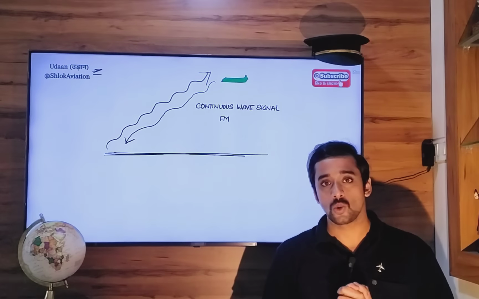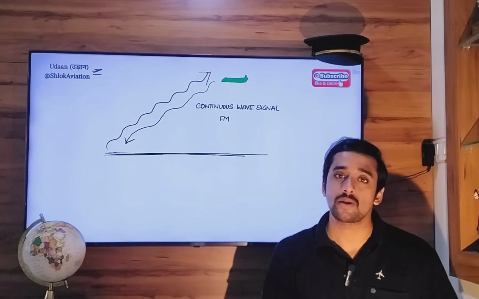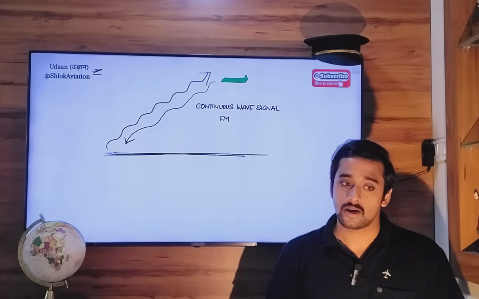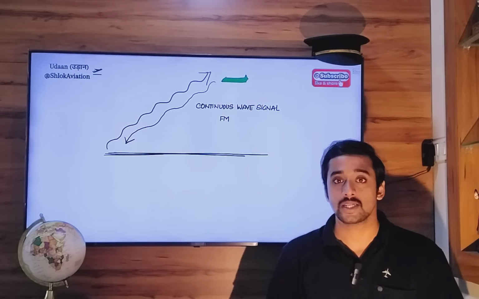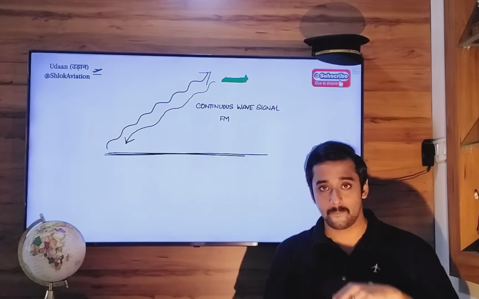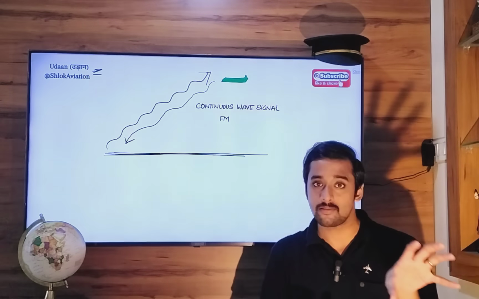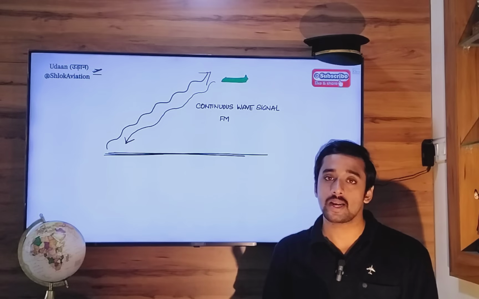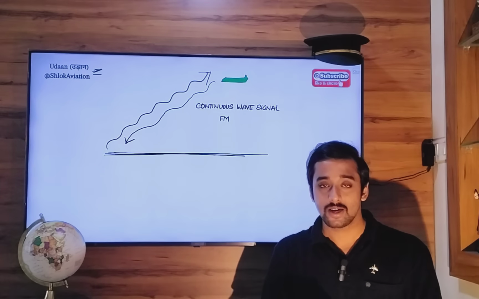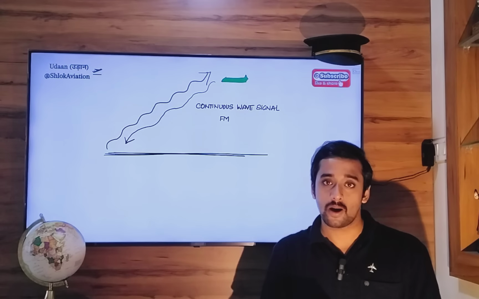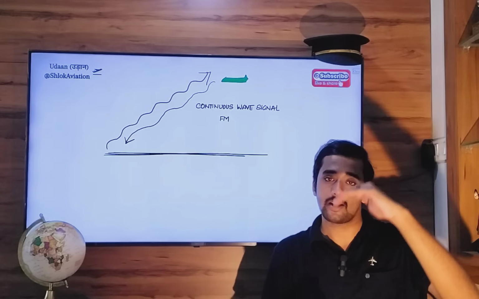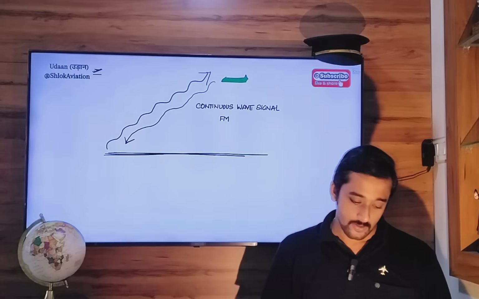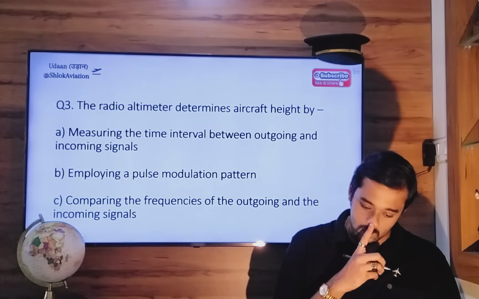Okay, the speed is known to you, 3 into 10 raised to 8 meters per second, and the time that it has taken for the signal to go and come back. So when you know the time and speed, you can use the distance-speed-time formula to calculate distance. Okay, this distance we are talking about is the vertical distance between your aircraft and the surface beneath it. So this is the operation of your radio altimeter.